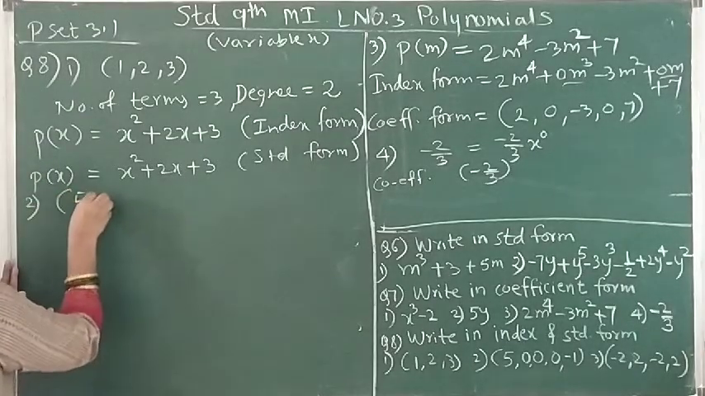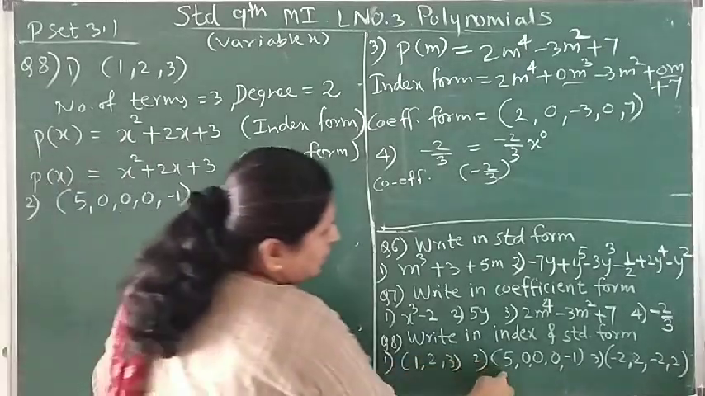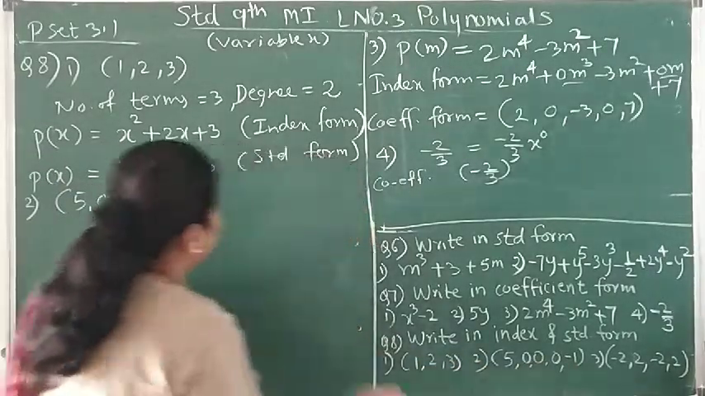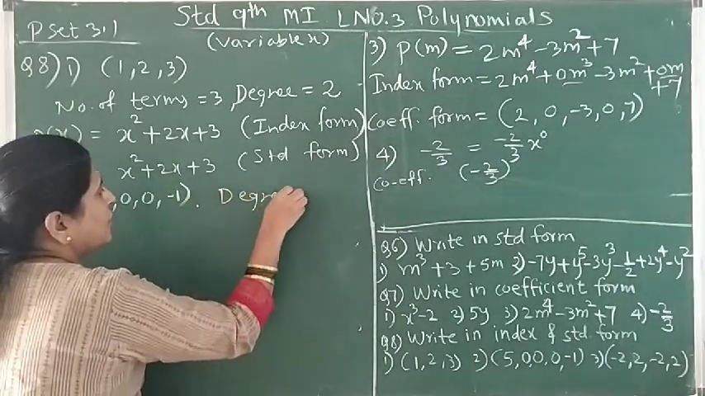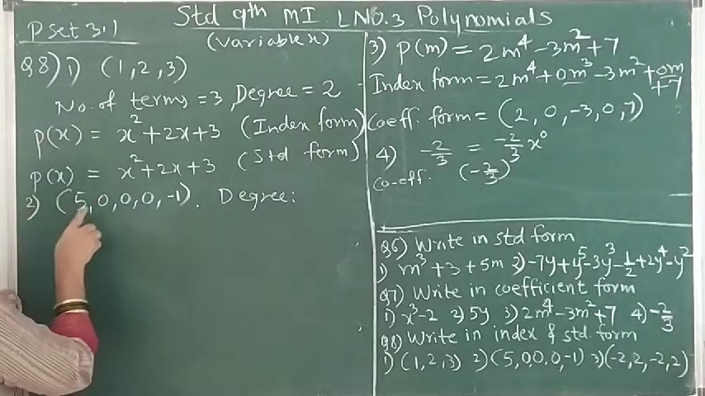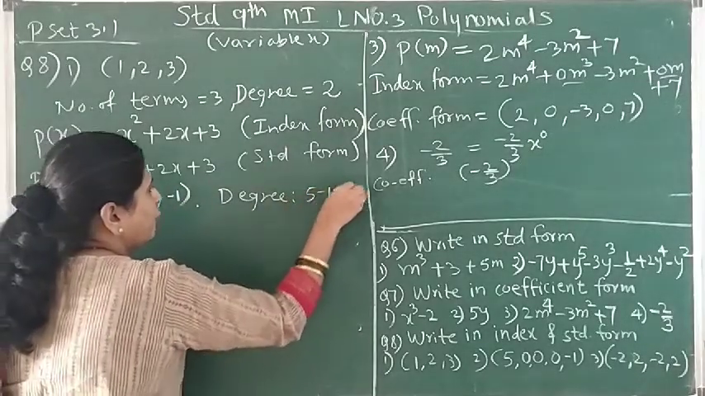It is 5, 0, 0, 0, 0, and the last one is minus 1. That is 5, then these 0s, and this one. So here, what is your degree? How many terms are there? 1, 2, 3, 4, 5. So 5 minus 1, that is 4, is the degree.